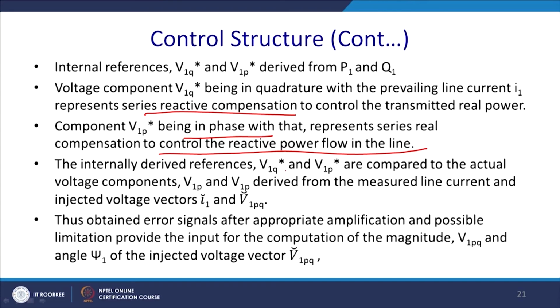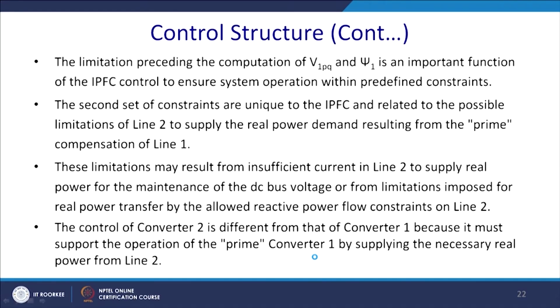The internally provided references of V1Q and V1P are compared with the actuals of V1P and V1Q, and fed to the PI controller, and thus we obtain an error signal after appropriate amplification, and we generate psi 1 and the corresponding voltage V1PQ. Similarly, the limitation preceding the computation of V1PQ and psi 1 is an important function of IPFC control to ensure the system operates within the predefined constraints.